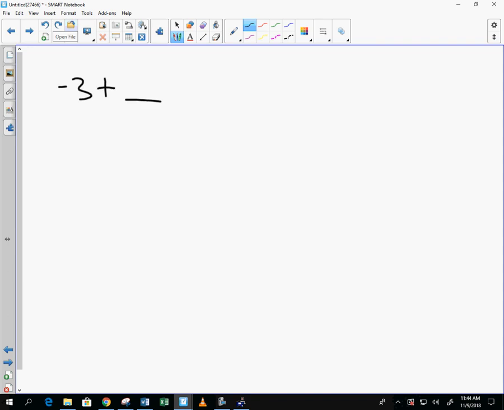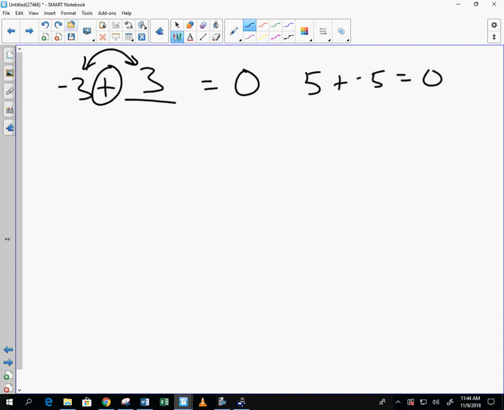-3 plus something is equal to 0. What is that something? 3. We say that these are inverses under the operation of addition because they produce 0. Kind of like 5 has an inverse under addition. What's the inverse of 5 under addition? -5 because it produces 0. So addition will produce 0 for the inverse, okay?